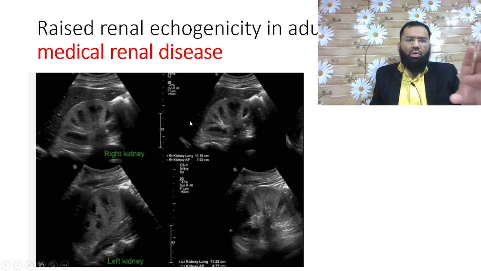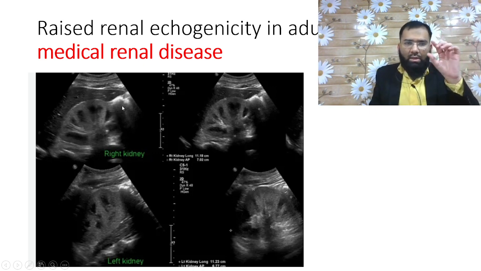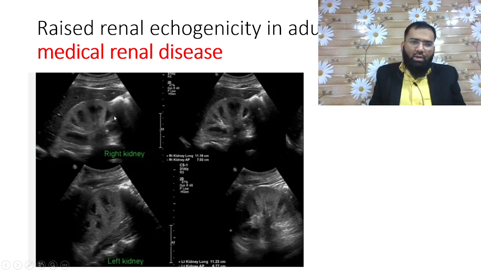Now, I'll show you one pathological image so that you understand. So now, in this case, you see this is liver and this is the right kidney.